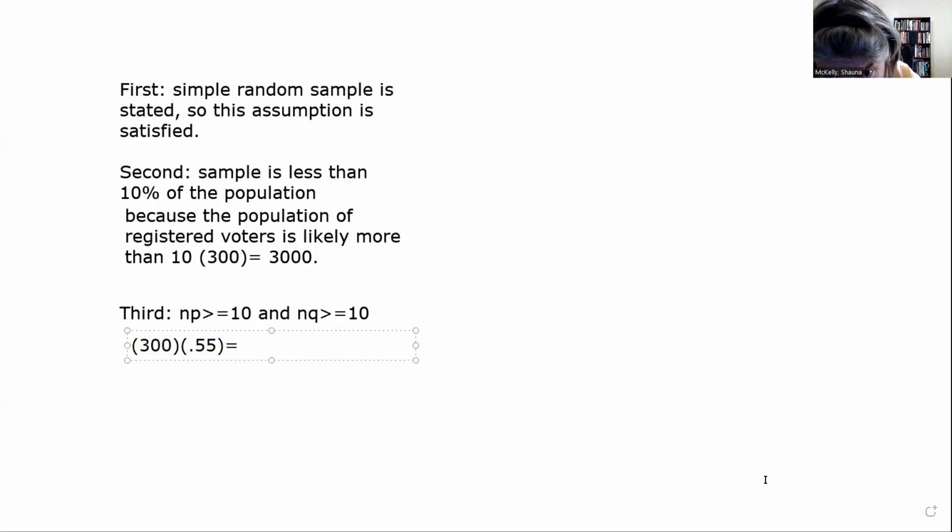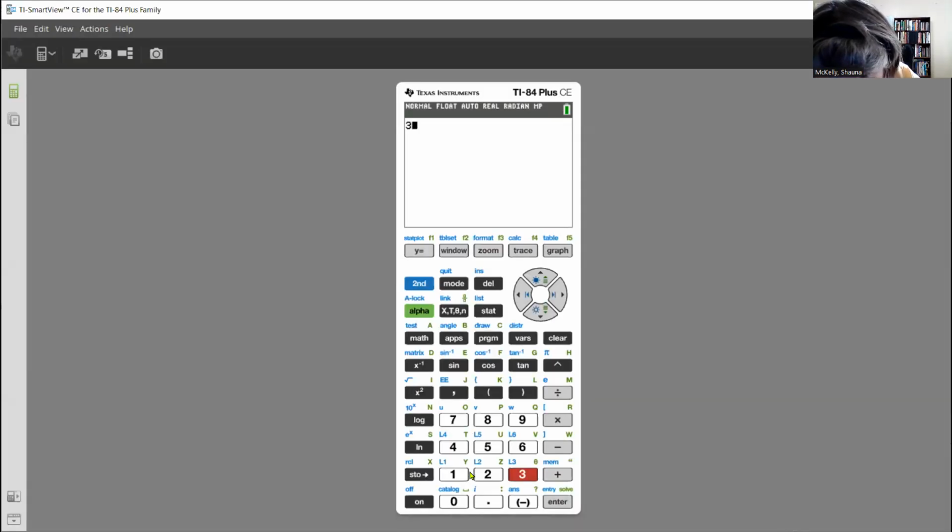So this is 300 people times 0.55. This gives you 165 people. That is definitely more than 10.